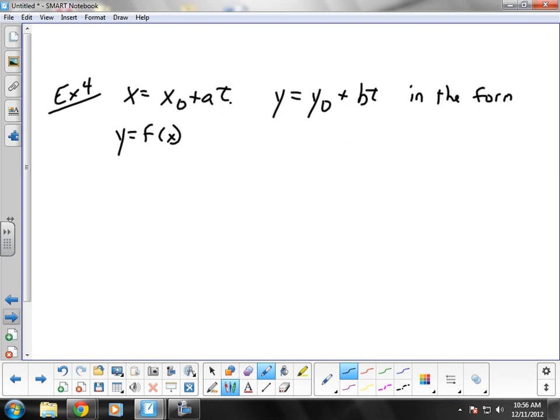No, this is for a line, not a circle. Okay. So I've got two different equations, and it wants me to put this in the form of y equal to something times x. You with me? So in other words, where I've got this over here, I want some x's to be here. With me?